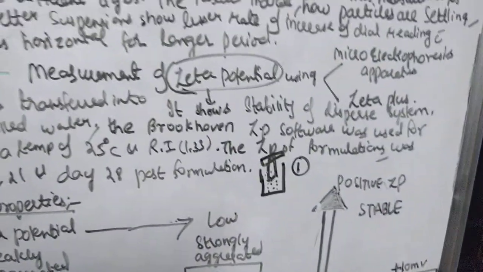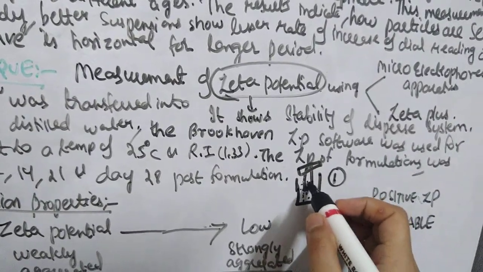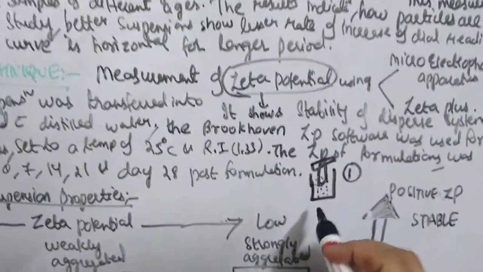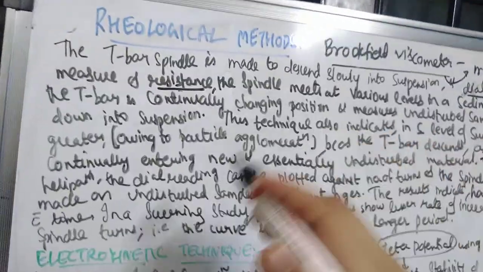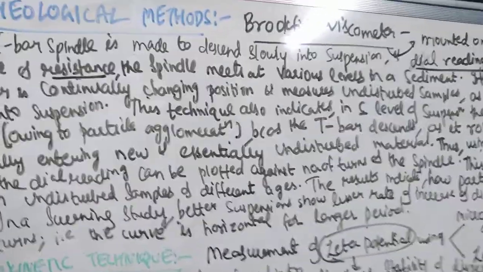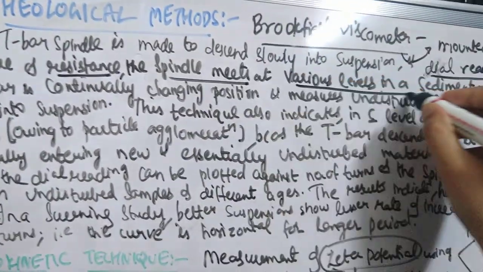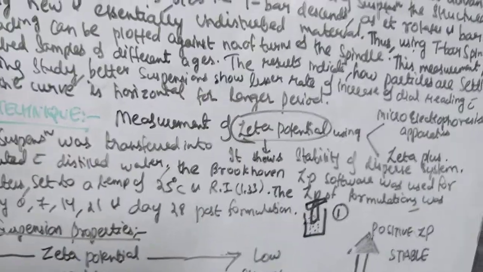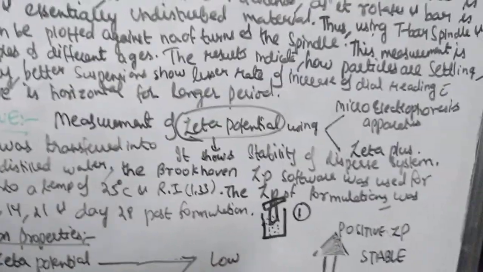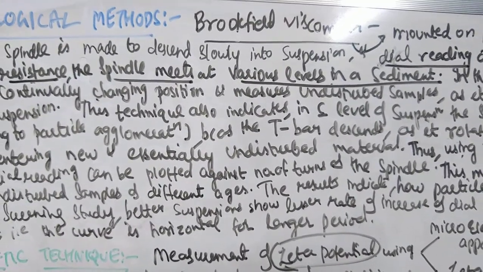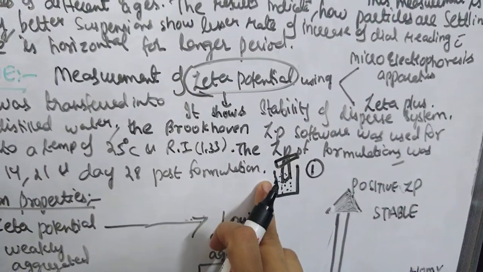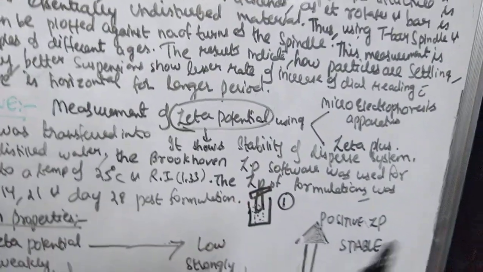At each of these levels, the viscosity can be shown by the dial reading. So the spindle meets the various levels in a sediment, and the dial reading on the viscometer is a measure of the resistance the spindle meets at all these levels, which is shown on the dial. In this technique, the T-bar is continuously changing position. First it is up, then it is descending downwards, and then further downwards. So it is continuously changing position, the T-bar spindle.